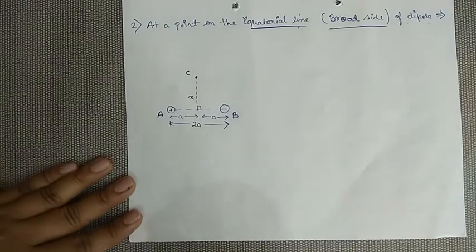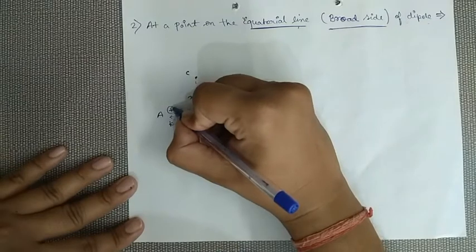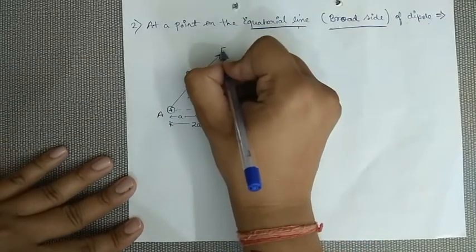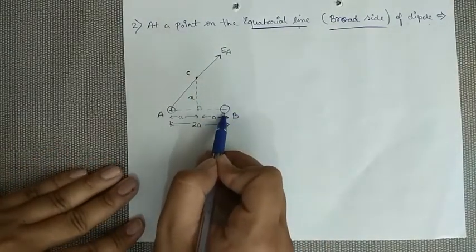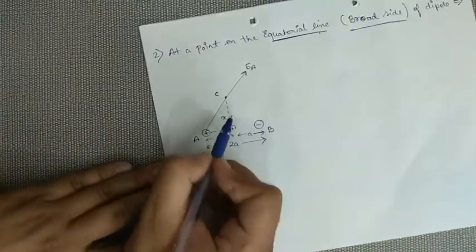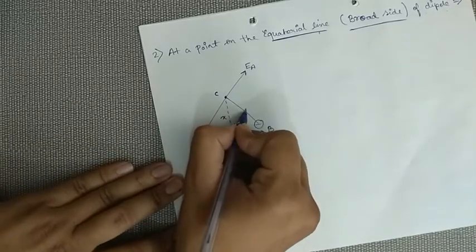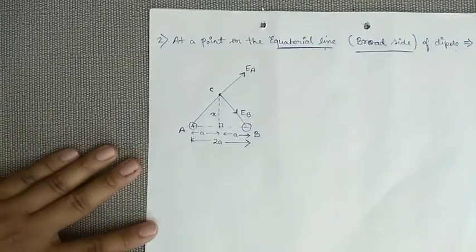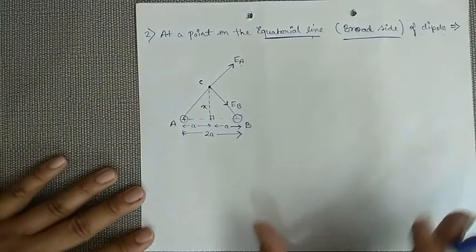Now let's see the direction of electric field. This is the positive charge, and for a positive charge, electric field always moves outward. So this is the direction of electric field due to the charge at A. This is the negative charge, and for a negative charge, electric field is inward, so this will be the direction of electric field due to B. We just have to find these two values and then use resolution of vectors.